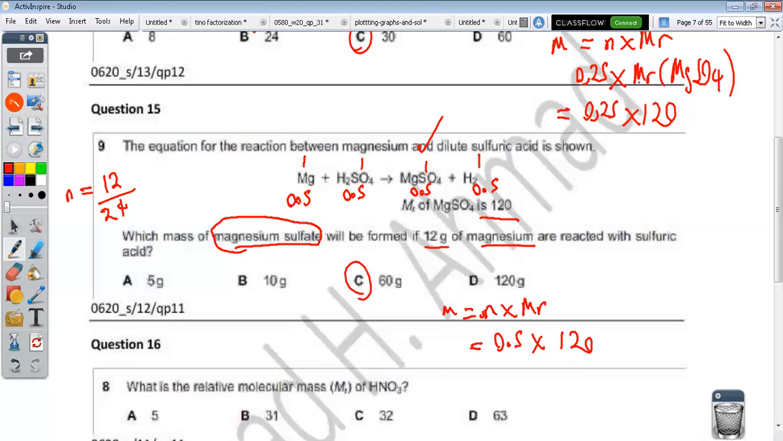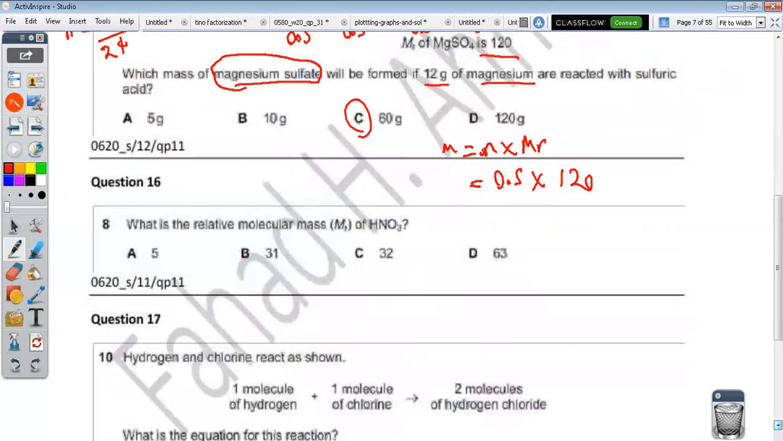One mole of a compound is as good as its MR, okay? So if it's 0.5, it's a half. Are we together? Clear?